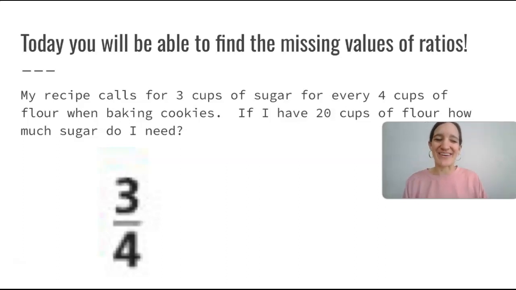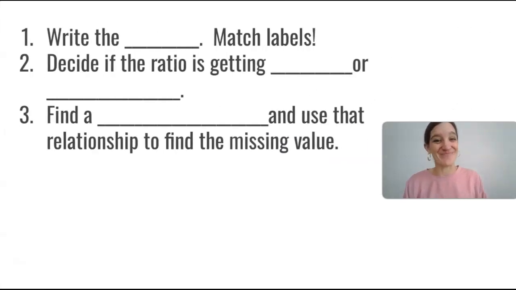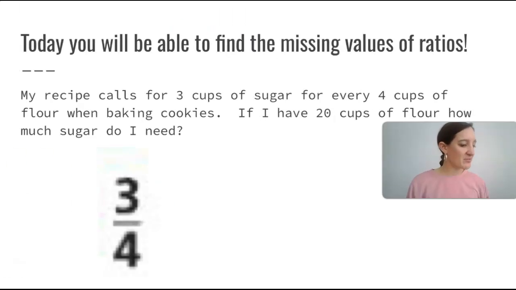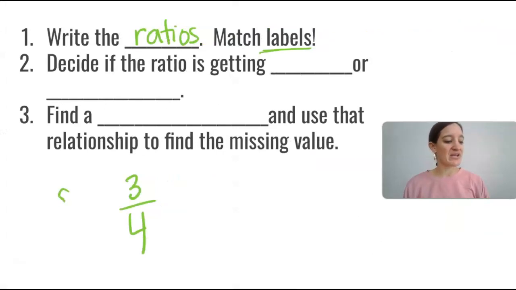Some of you might already be like, oh, I know what to do. I know exactly how many cups of sugar you need, which is awesome. The first thing you want to do is write the ratios. The first ratio was a 3 to 4 ratio, correct? And when I say match labels, here's what I mean by that. The 3 was for 3 cups of sugar. The 4 was for 4 cups of flour.